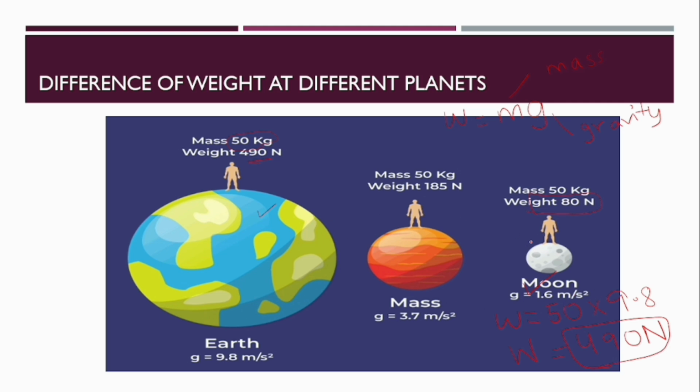But for the same person on the moon, his weight would be different because of the gravity. Because the value of gravity on the moon is 1.6. So multiplying 50 by 1.6, we obtain 80 Newton. So this would be his weight on the moon.